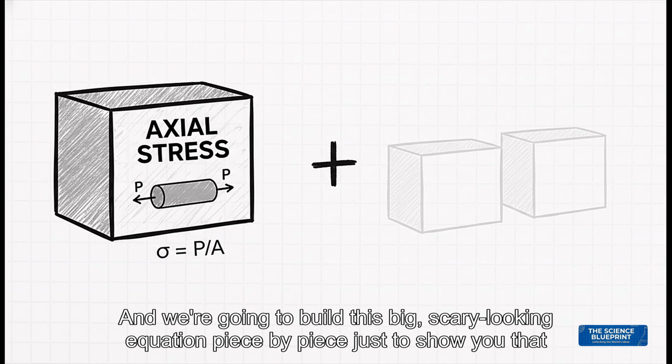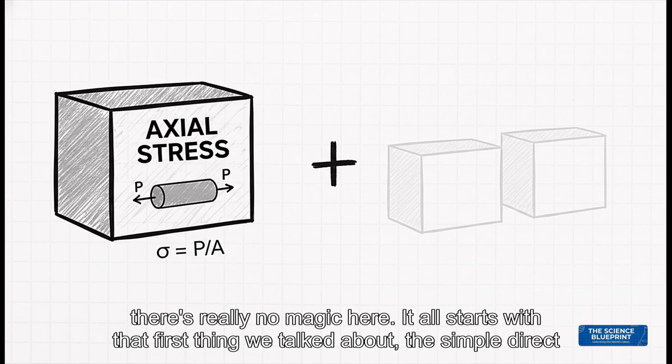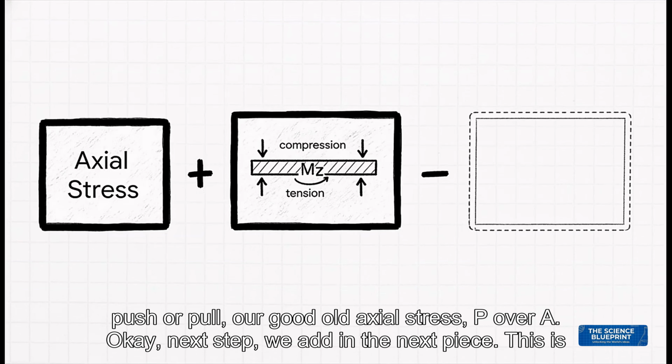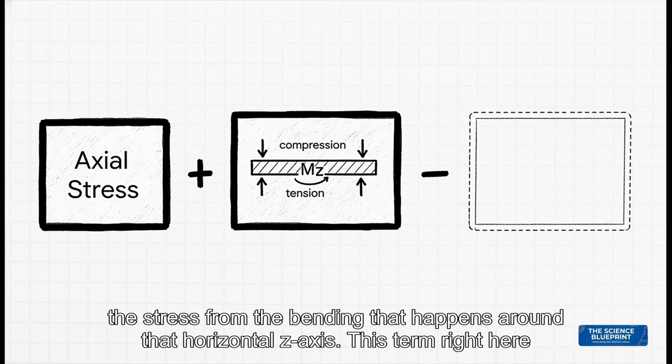And we're going to build this big, scary-looking equation piece by piece just to show you that there's really no magic here. It all starts with that first thing we talked about, the simple, direct push or pull, our good old axial stress, P over A. Okay, next step, we add in the next piece. This is the stress from the bending that happens around that horizontal z-axis.